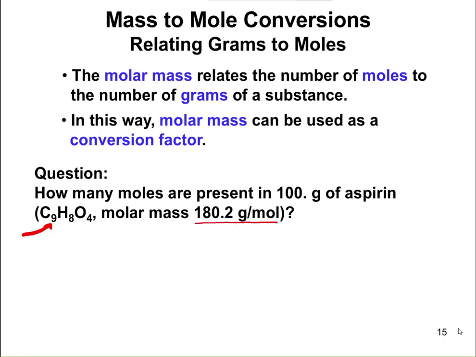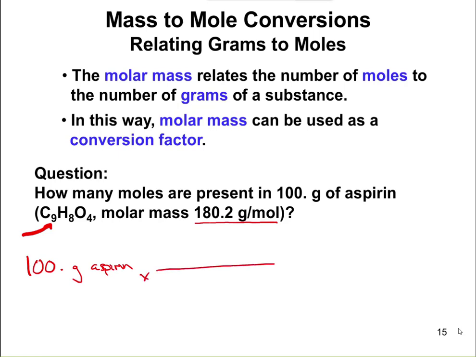So in this case, though, since it's already given to us, we can do the conversion. So we know our conversion factor is going to be this 180.2 grams per mole, which means that if we know how many grams we have, we should be able to use the conversion factor to convert it to moles. So I'm going to start with what I'm given, the number that's not the conversion factor, right? 100 grams of aspirin. And I want to convert that to moles.